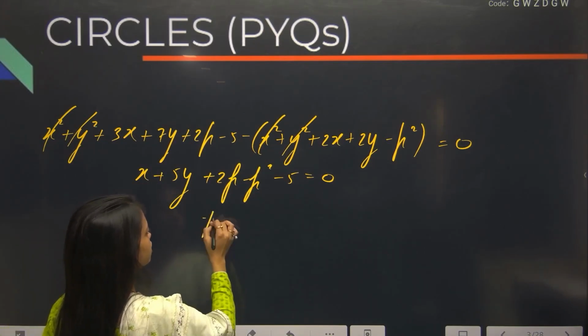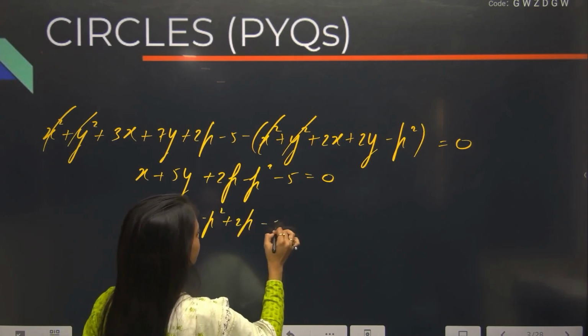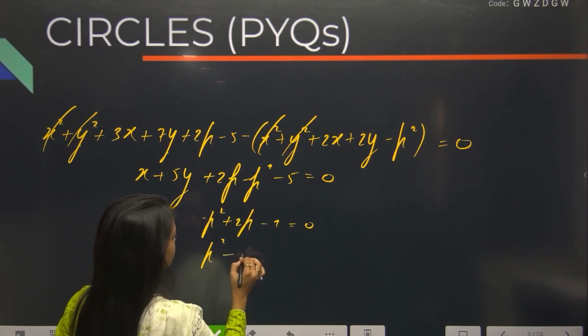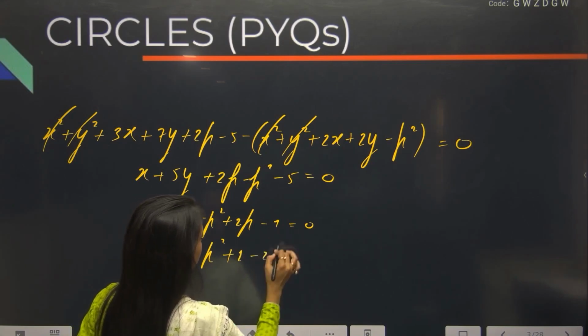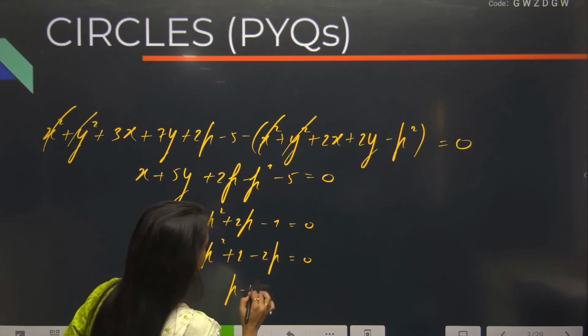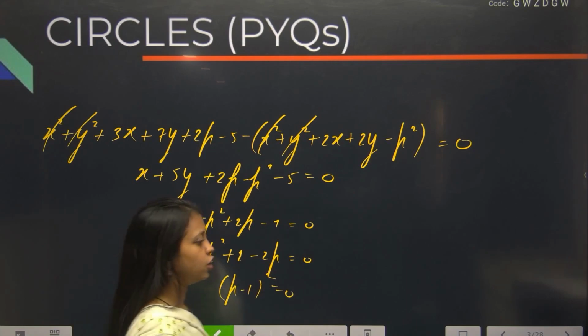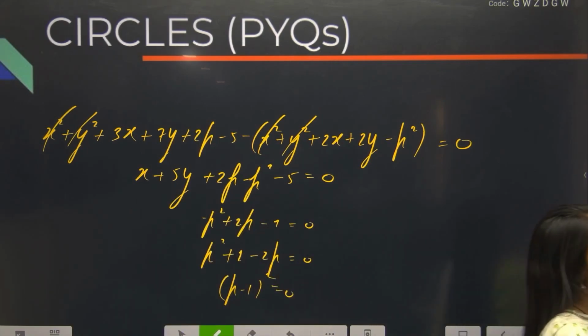So that is minus p square plus 2p minus 1 equals 0, or p square plus 1 minus 2p equals 0, p minus 1 whole square equals 0. So I am getting one value of p, that is 1.